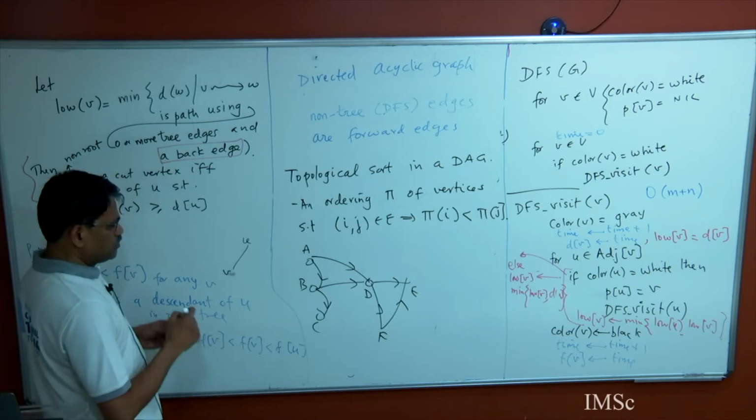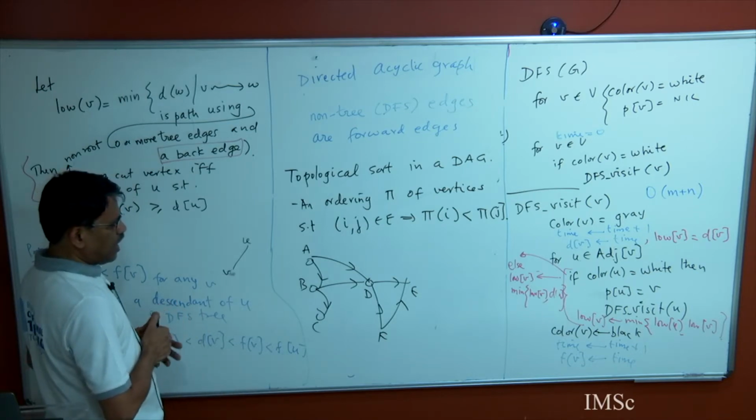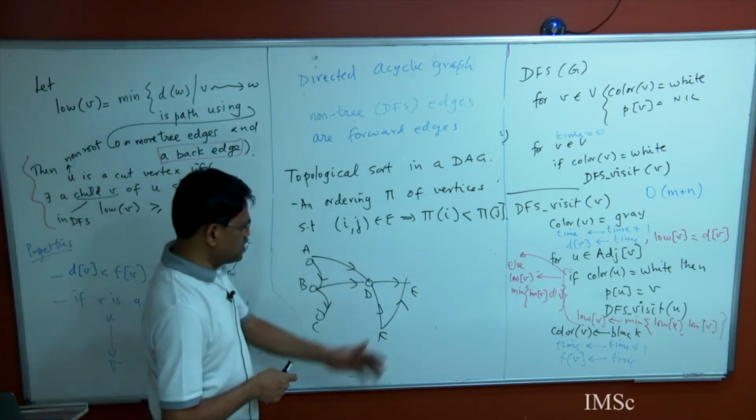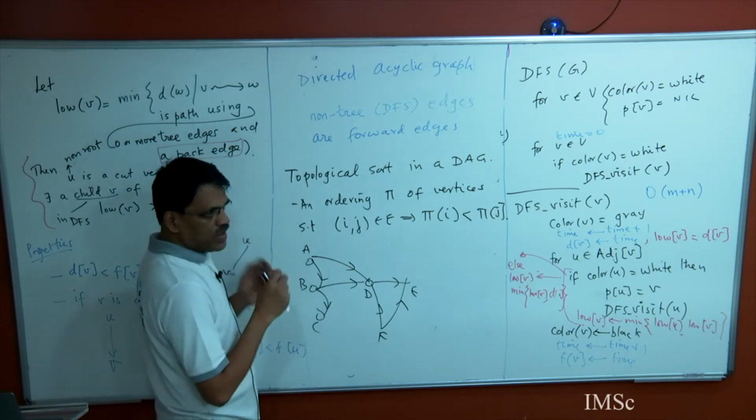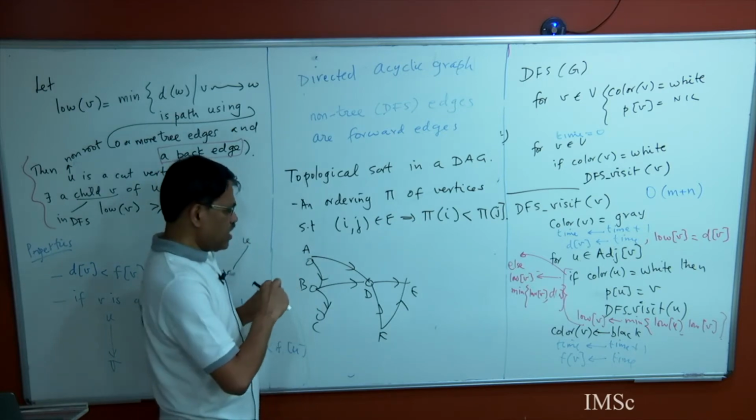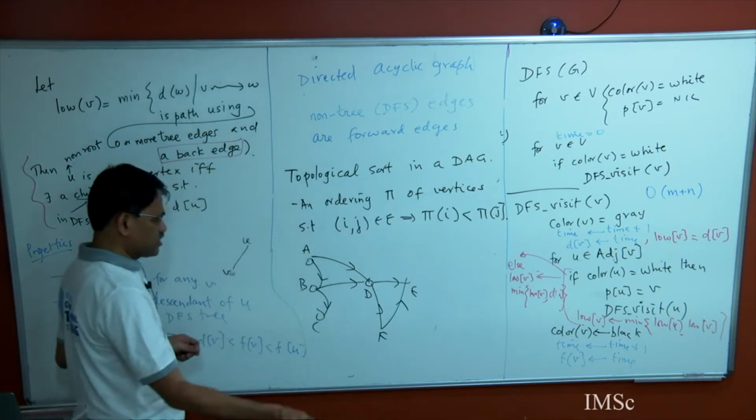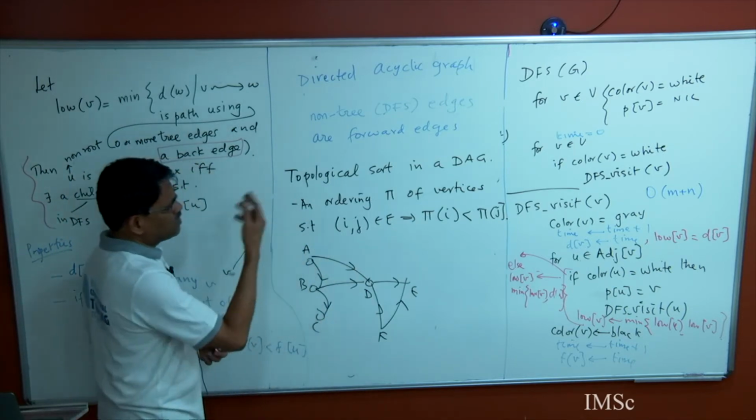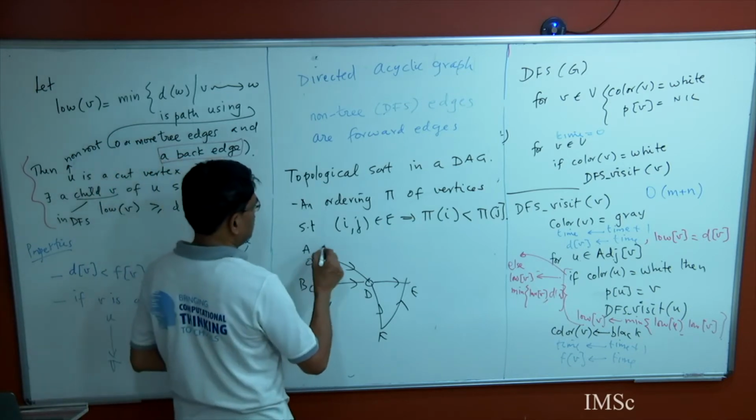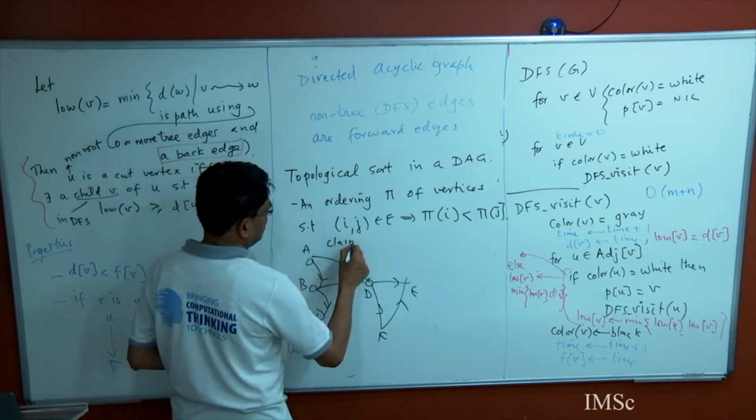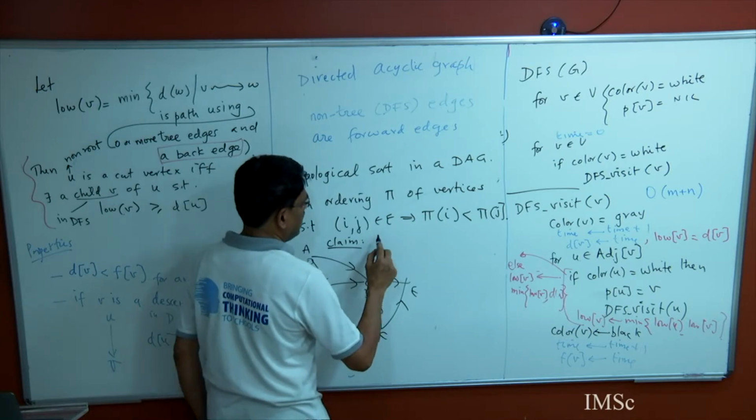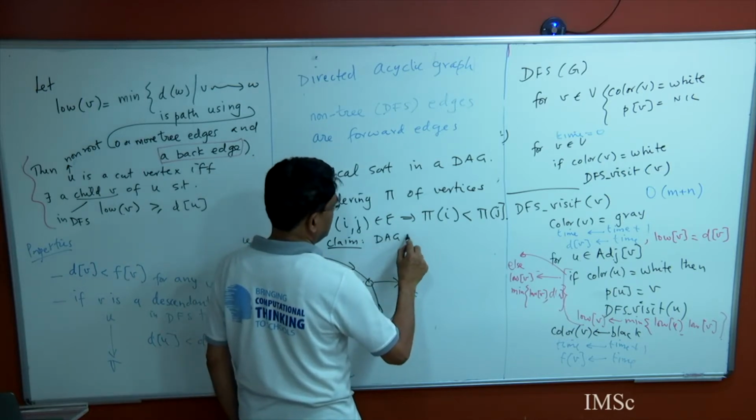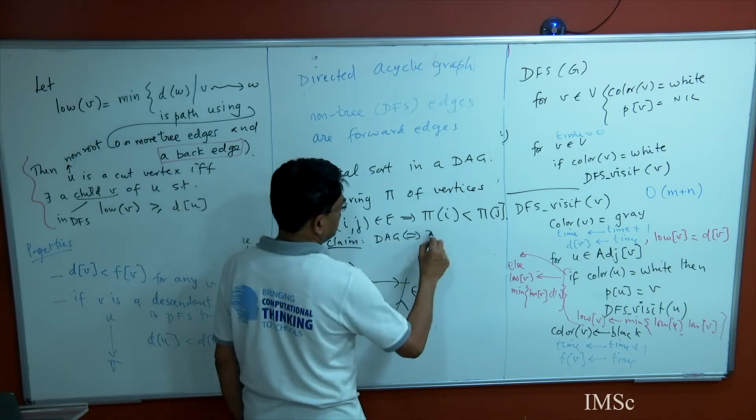Okay, now I claim that, so there are 6 vertices here. You can order them in a way that any edge goes from left vertex to right vertex. So in particular, how will you prove this? There exists such an ordering. So the claim is, if the graph is directed acyclic, there exists such an ordering.